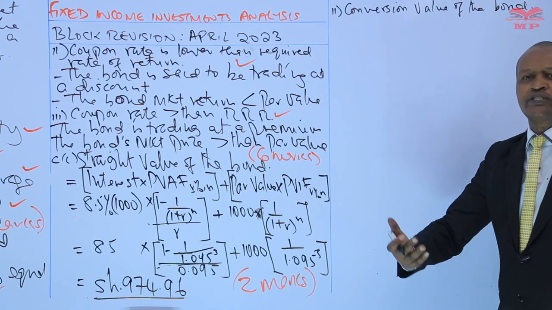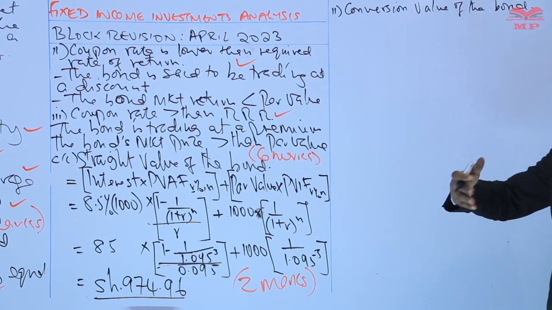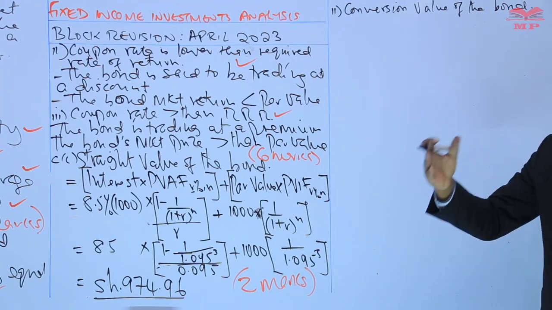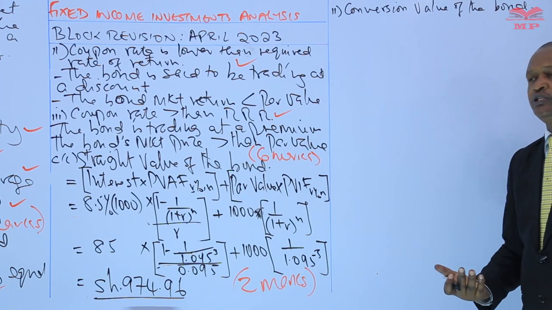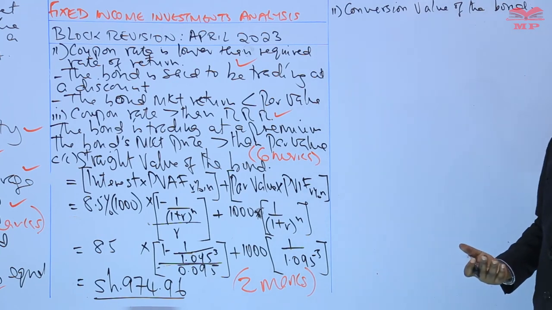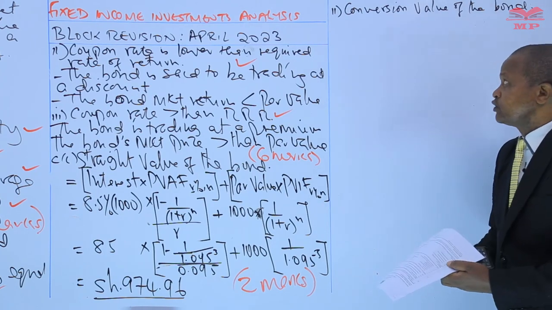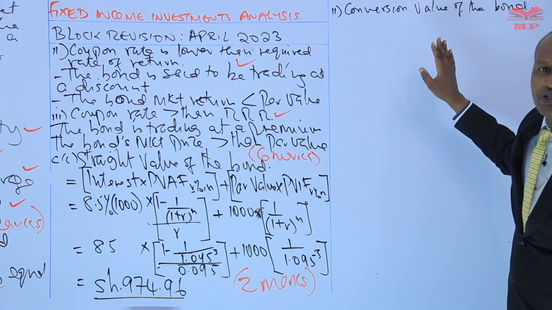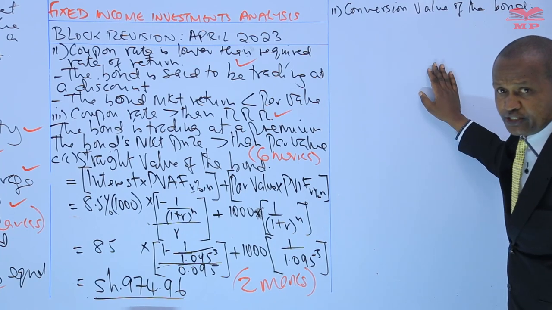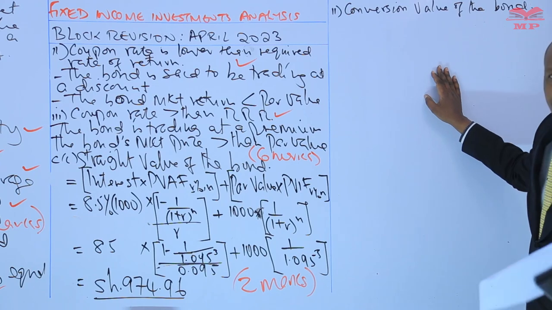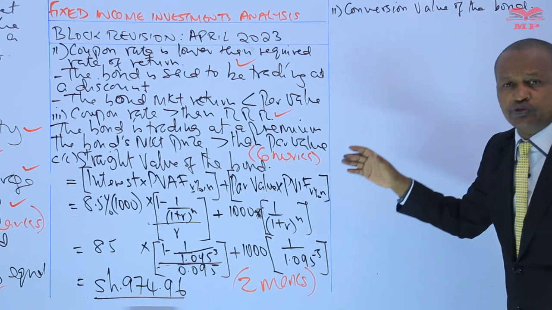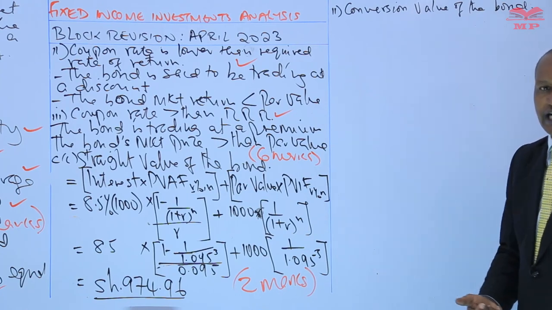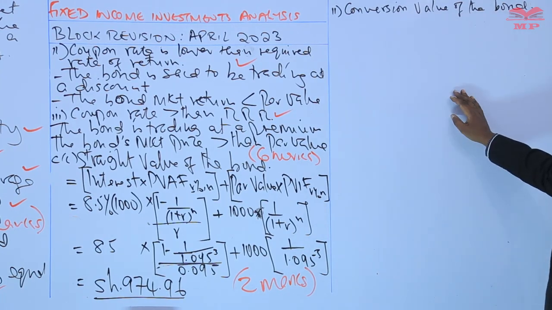And these are bonds that come with an option to be converted into a predetermined number of shares of the issuer's common stock at a specific price, which is known as the conversion price. And what are convertible bonds? Convertible bonds are bonds that come with the option to be converted into a predetermined number of shares of the issuer's common stock at a specific price, known as the conversion price.